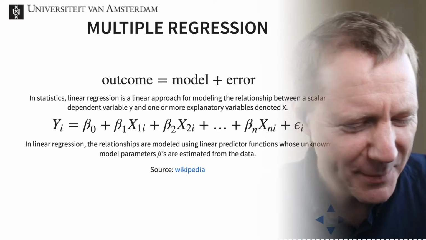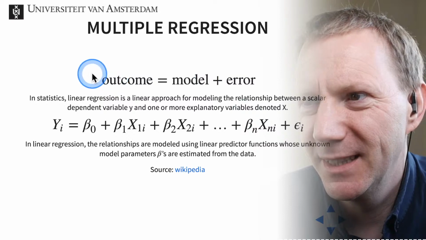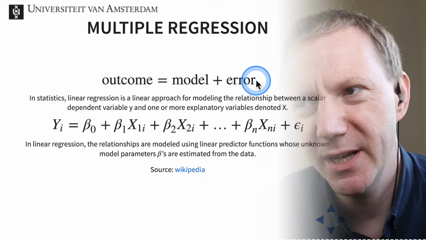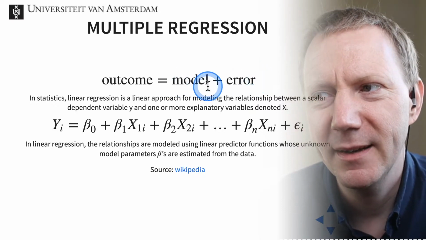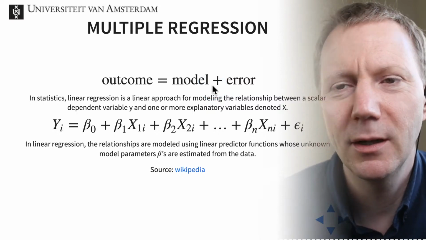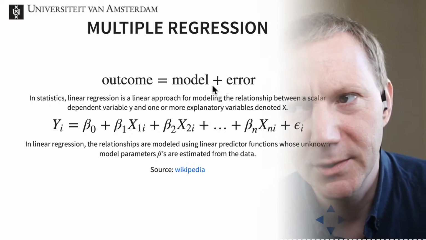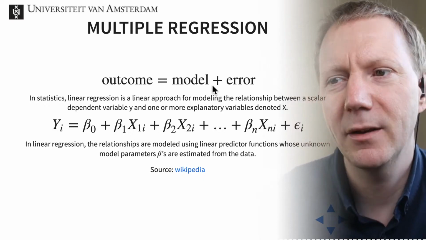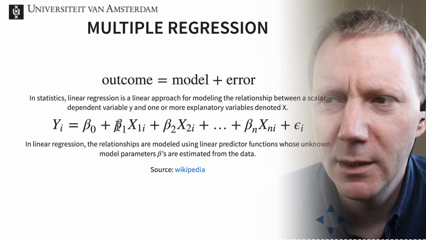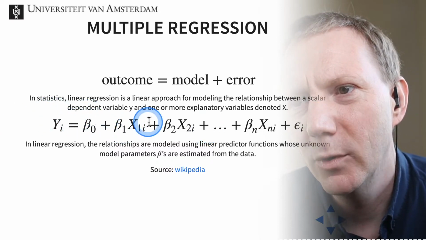You've been bombarded by Andy Field in the book with this sentence on top here, where he states that the outcome is always the model plus the error, and that is still true. Only this time we are making our model more complex, where last week we had only one intercept and only one slope for one predictor variable. We are now adding more predictor variables.